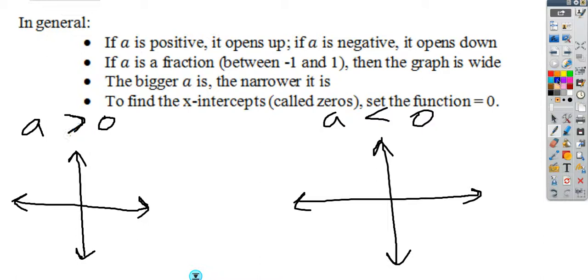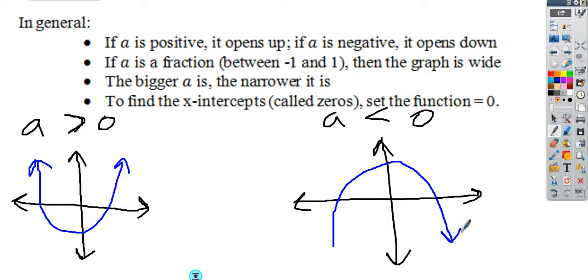So when a is greater than 0, our parabola opens up. So we have a smiley face. I draw this little diagram so it has a little face. You can see that when a is a positive number, it's a smiley face. When it is less than 0 or a negative number, we get a sad face or a frowning face. If the a value is between -1 and 1, we realize that the graph gets a lot wider. The bigger a is, so if a is like 8, 9, 10, 15, the graph is really narrow.